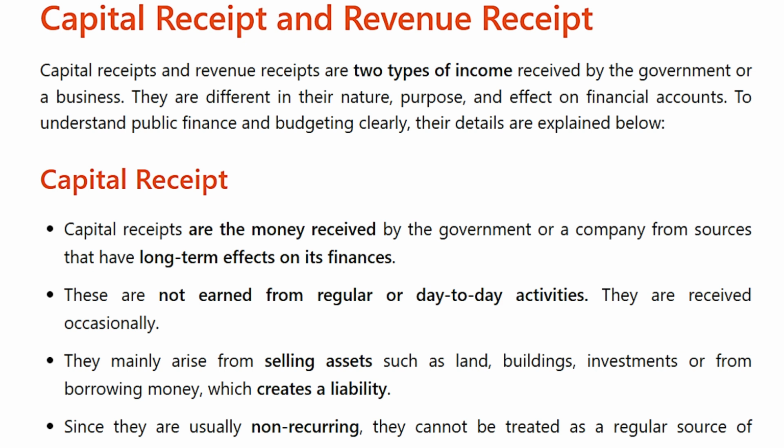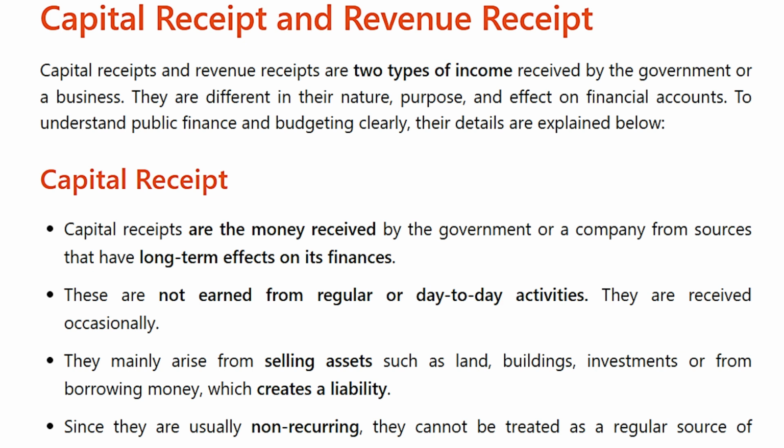Capital receipt and revenue receipt are two types of income received by the government or a business that are different in their nature, purpose and effect on financial account. To understand public finance and budgeting clearly, their details are explained below.